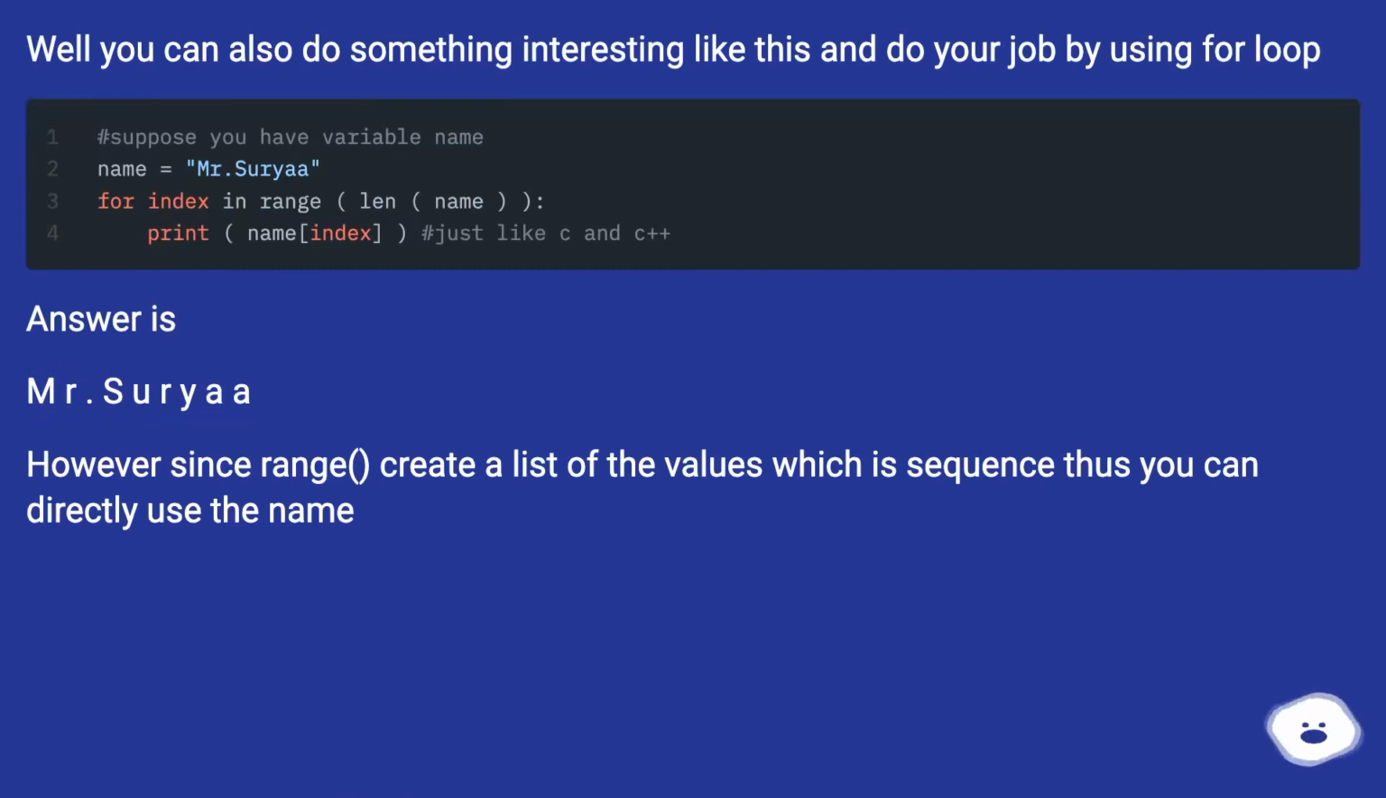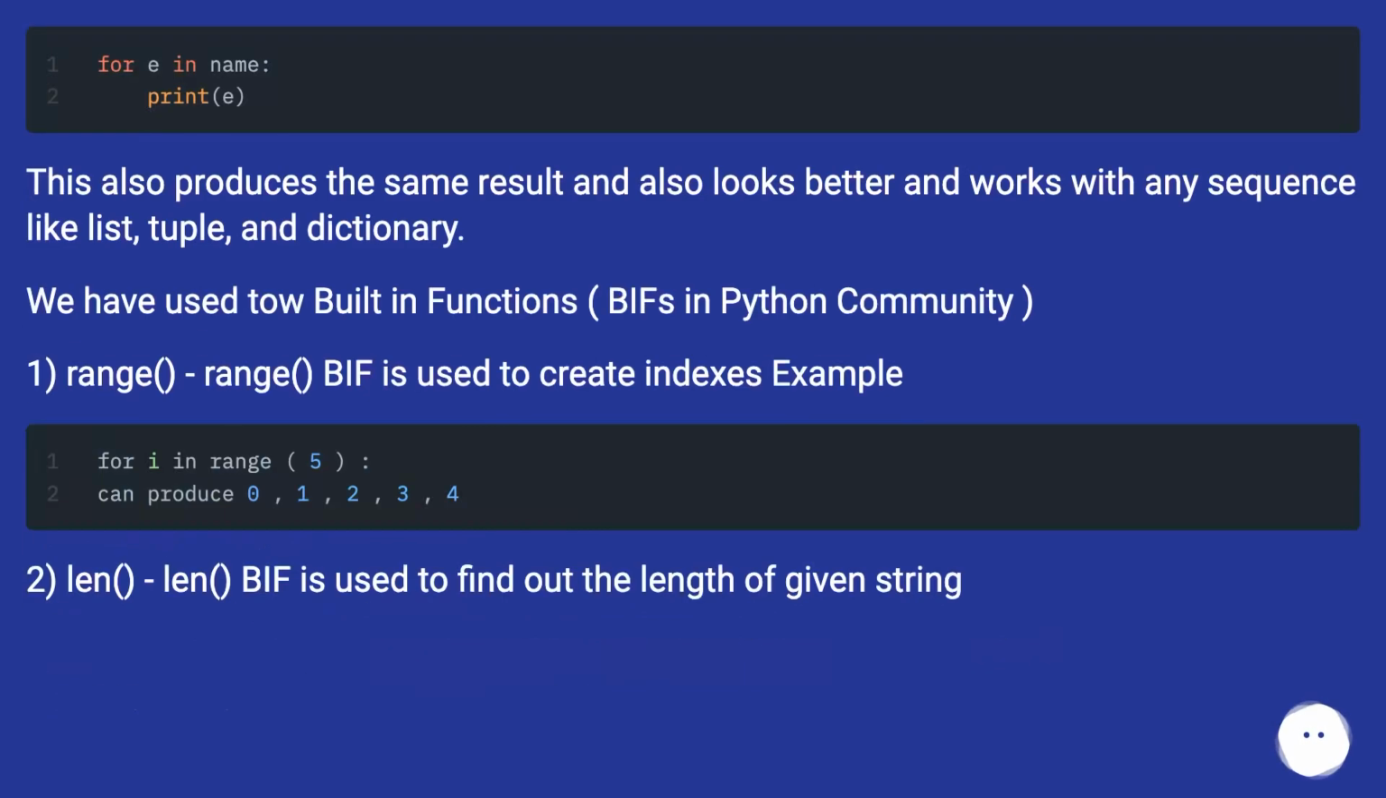Well, you can also do something interesting like this and do your job by using a for loop. Answer is MR_SURYAA. However, since range creates a list of the values which is a sequence, you can directly use the name. This also produces the same result and also looks better and works with any sequence like list, tuple, and dictionary.